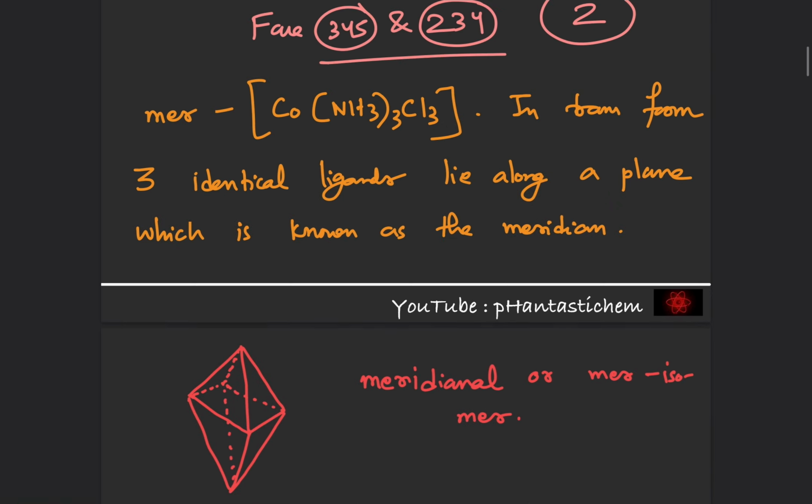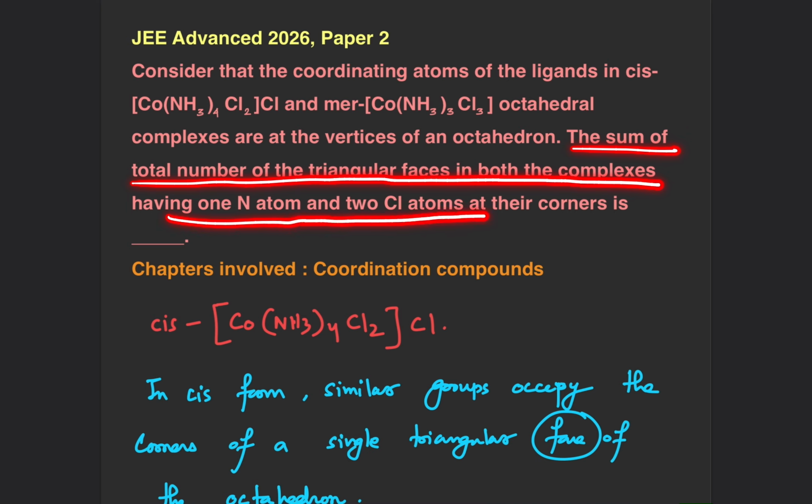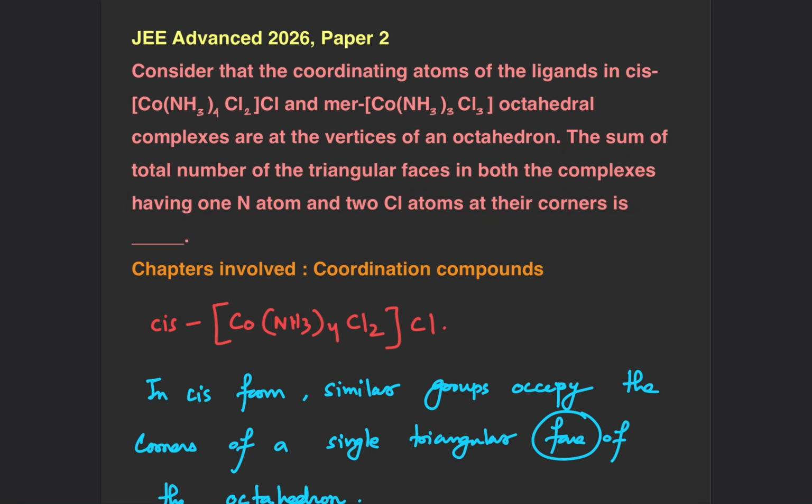Therefore, the sum of the total number of triangular faces in both the complexes having one N atom and two Cl atoms at their corners is 6. So the answer is 6. And 2 is from the cis-[Co(NH3)4Cl2]Cl, and 4 are from the mer-[Co(NH3)3Cl3]. Okay, thank you.